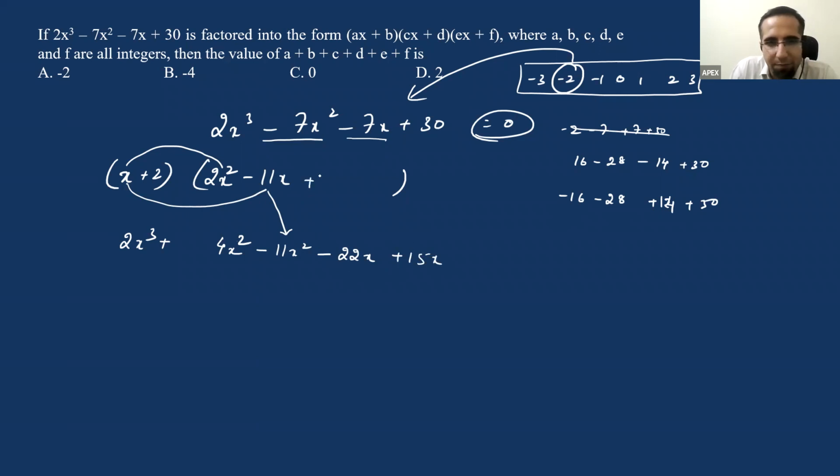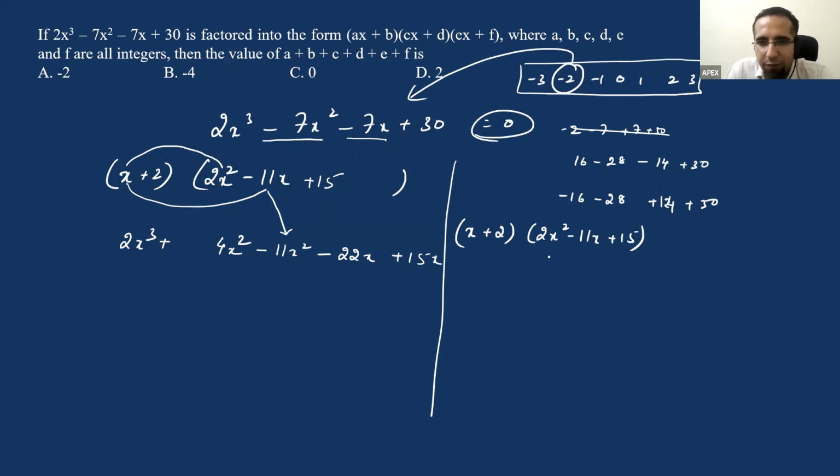So plus 15x will be plus 15. So we see if it's plus 15 plus 30. So my complete expression can be factorized as x plus 2 into 2x square minus 11x plus 15.